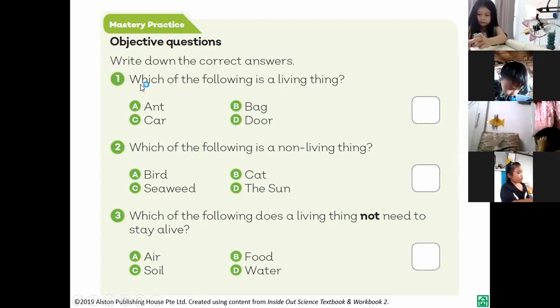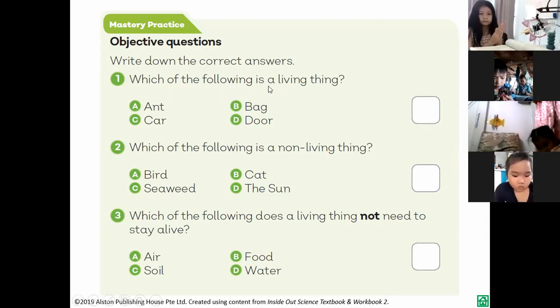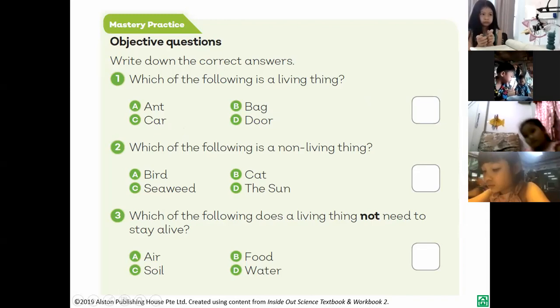Which of the following is a living thing? Okay, very good. So which of the following is a living thing? A, ant. B, bag. C, car. D, door.